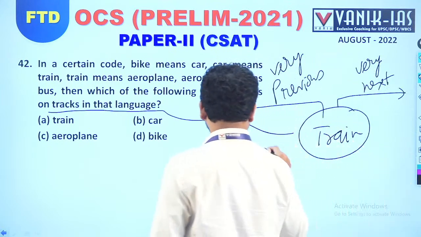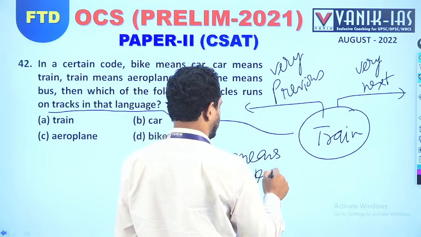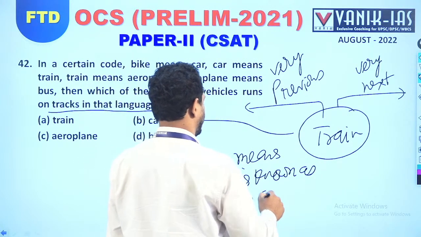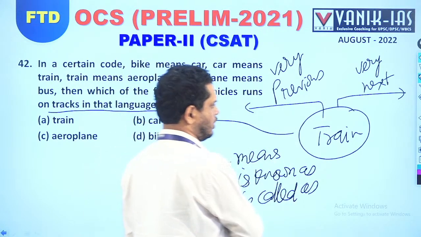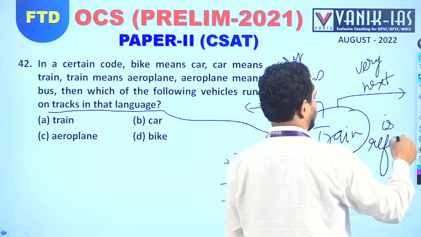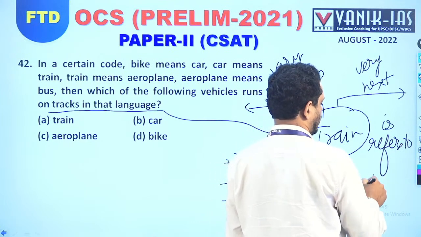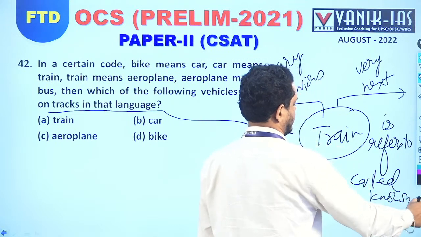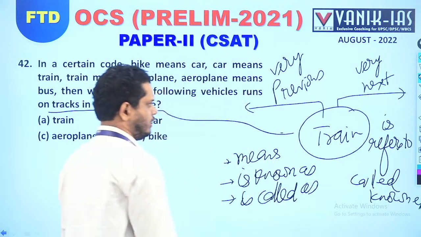If we have means, is known as, is called as, then we have to go for very previous one. If we have is, refers to, called, known, etc. Other than these three, everything will be moved for very next word, right?